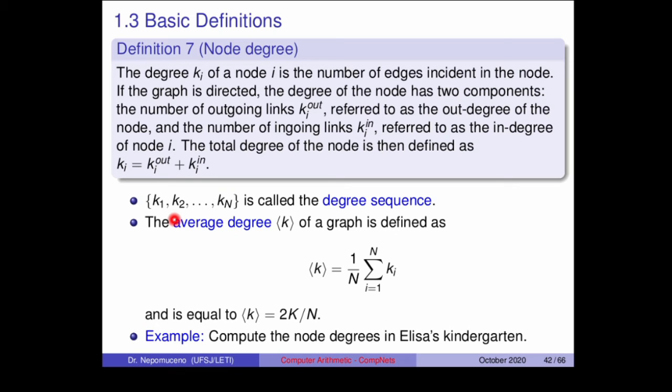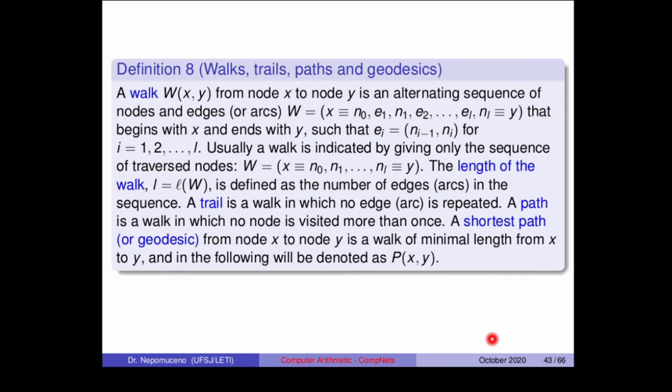The degree sequence is the list of node degrees for each node of the complex network. The average degree, denoted by K, of a graph is defined as the simple average of the node degrees, and you can compute the same as 2 times K divided by N. So here you can use, as an example, computing the node degrees in Lisa's kindergarten. It's a nice example. Here you can use some basic ideas of the network to see some definitions.